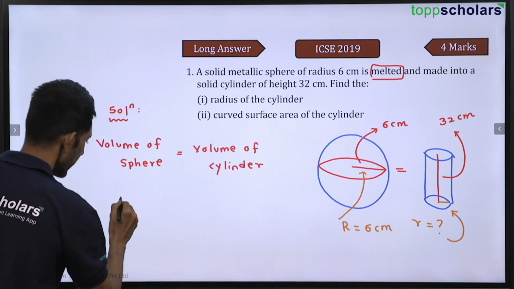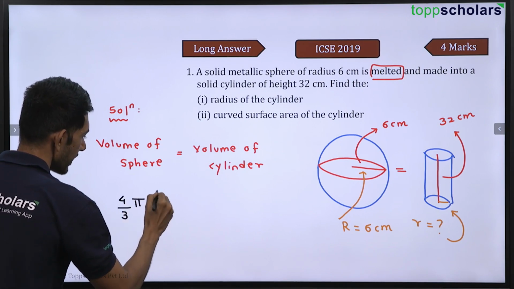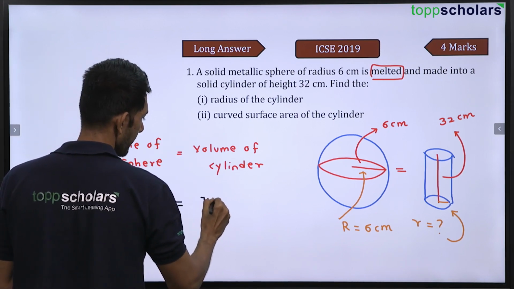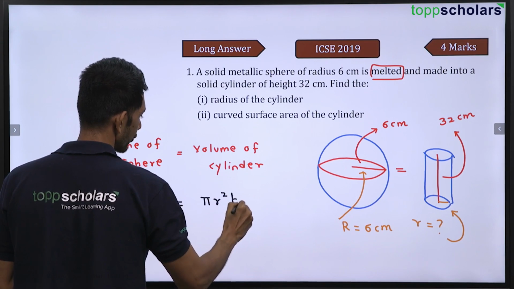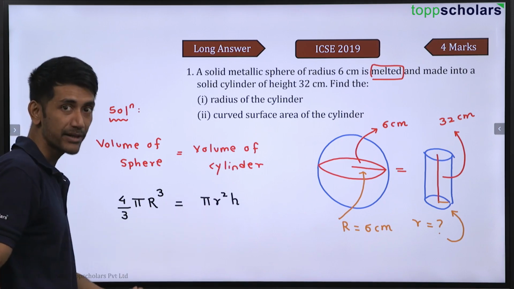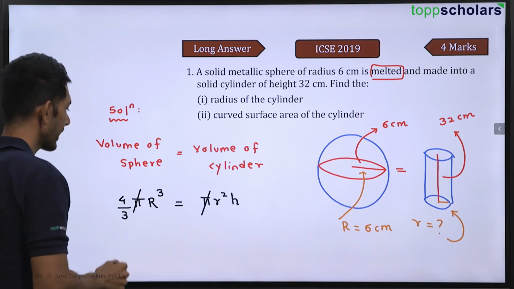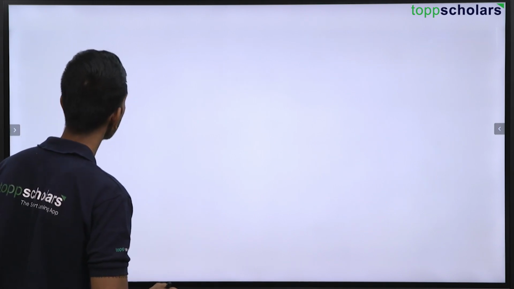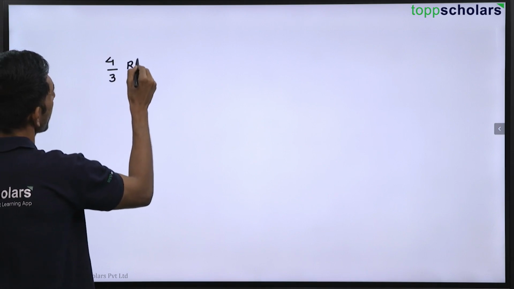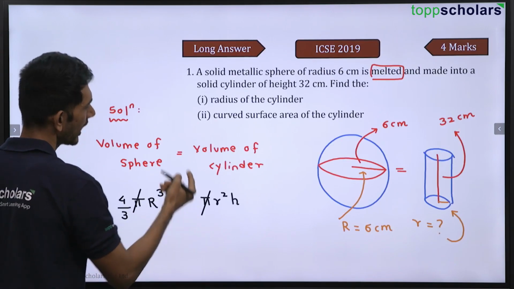Volume of sphere is given by 4 by 3 pi r cube, that is equal to volume of cylinder, which is pi r square h. So this is capital R, don't cancel that, because both the radii can be different here, but definitely pi can be cancelled. So I get 4 by 3 capital R cube is equal to small r square h.